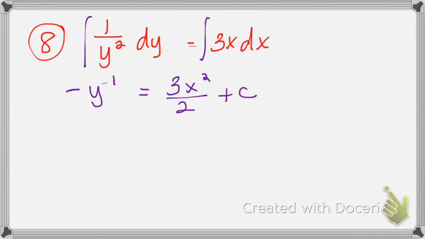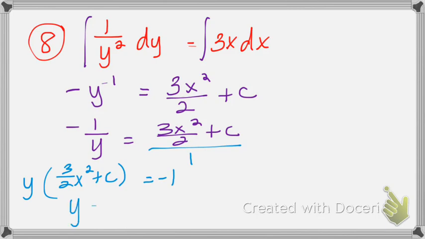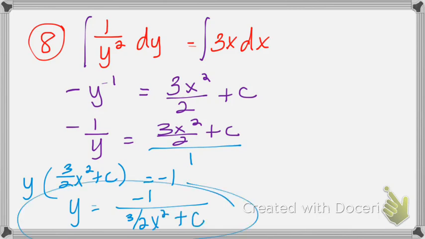Now I'm trying to solve for y, so what I would suggest here is to rewrite it as negative 1 over y. And because I'm going to try to cross multiply since I have a fraction over there, I'm going to put all of that over 1. And so when I do that, I have y times all of that stuff equals negative 1. And then you can divide. And then that's the answer.